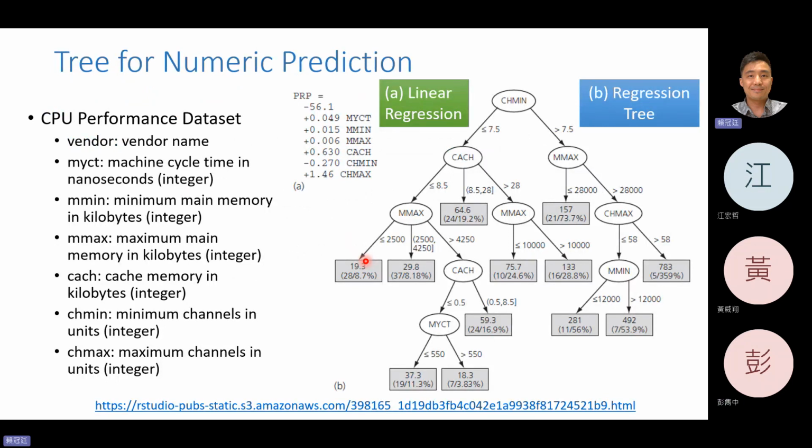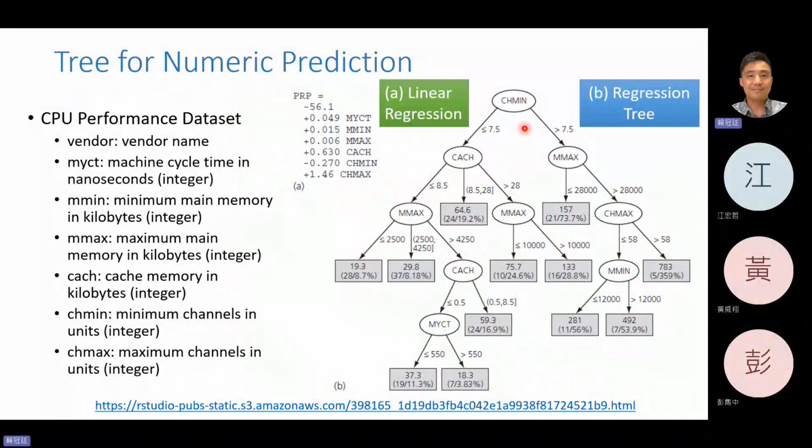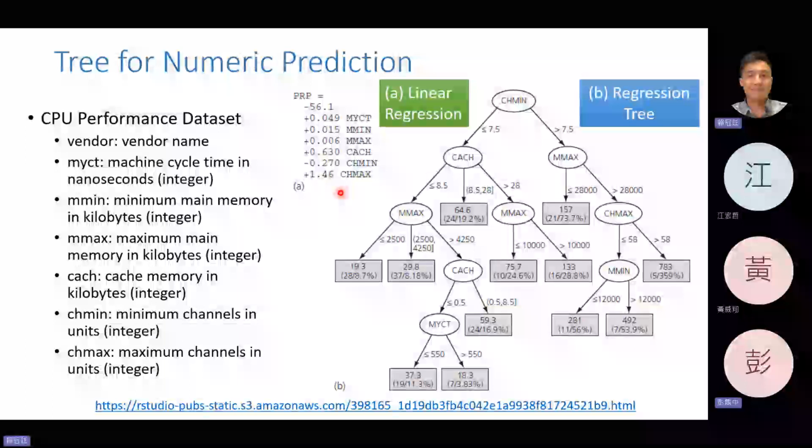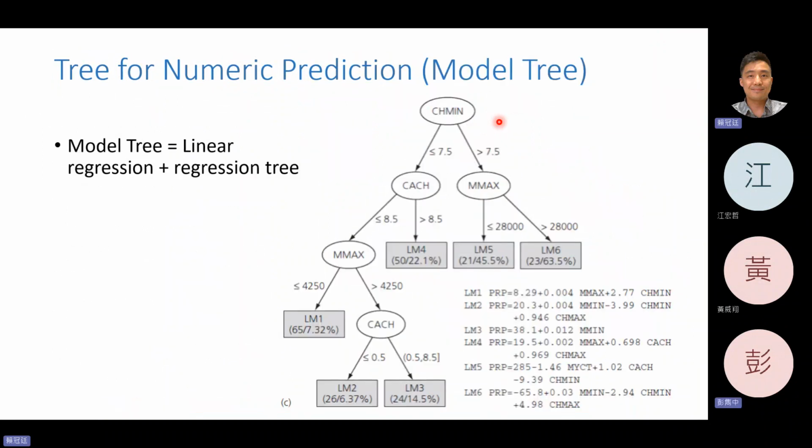Okay, so here is another example. It's just an example, so we won't go into the details. But we can also use the tree for numerical prediction. We just learn the threshold to classify continuous data. Here's the CPU performance data set, and here are the attribute names, like the minimum channels in units, the architecture of the CPU, and it will predict the performance. It selects different features and uses some thresholds, and finally you can predict some numerical value. Those can be used to predict numerical values or do regression. So trees can do not only classification but also regression.